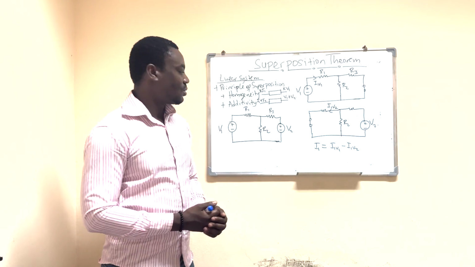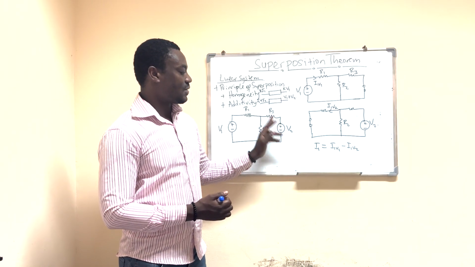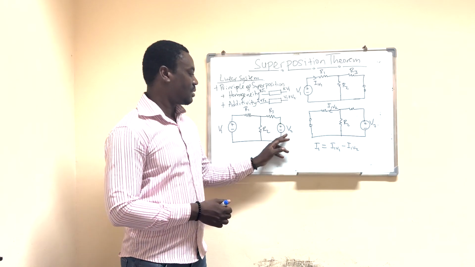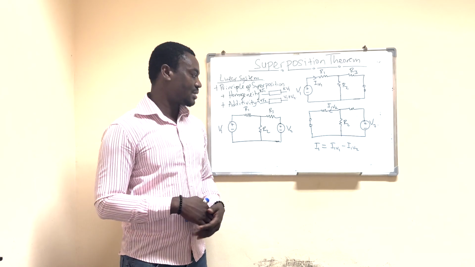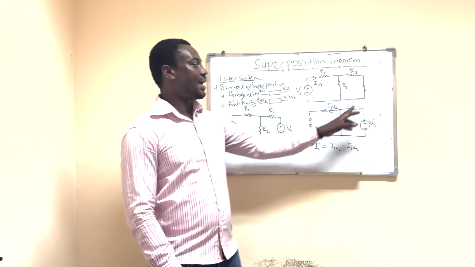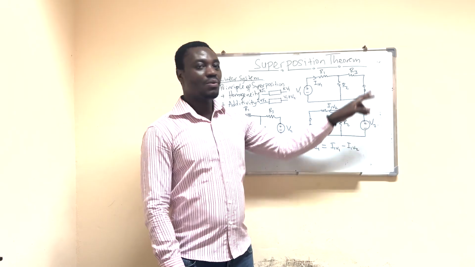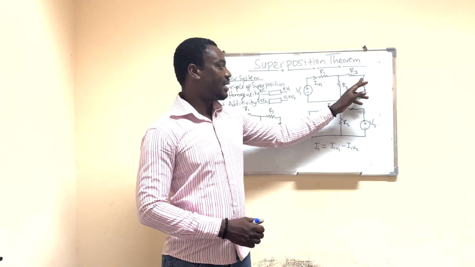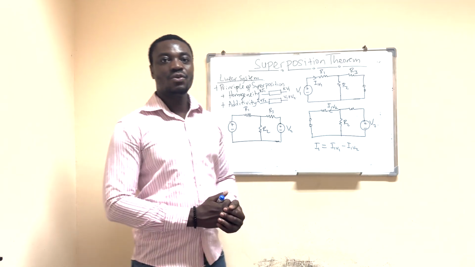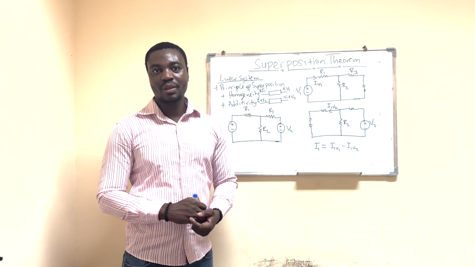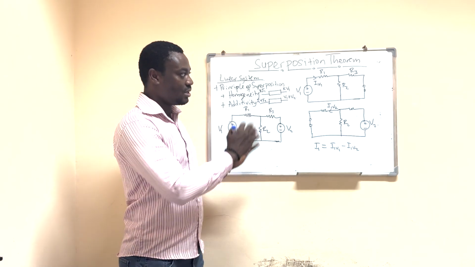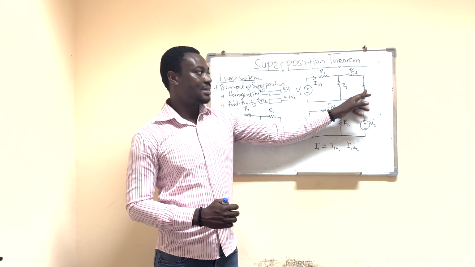And how do we turn this off? V2 is a voltage source. So how do we turn off a voltage source? We turn off a voltage source by connecting a wire, right? As a result of the wire, the voltage source will be short circuited, right? So when you come to turn off a voltage source, you short circuit the voltage by connecting a wire.